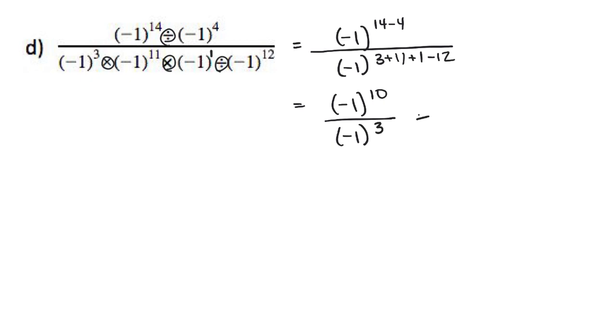And again, we know that this line means divide. So we're just going to keep the base the same and subtract those exponents, leaving us with a negative 1, exponent 7.